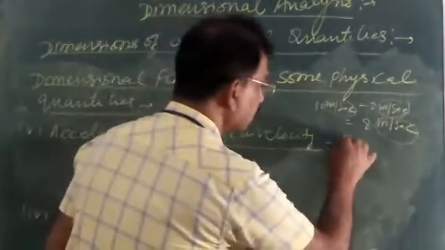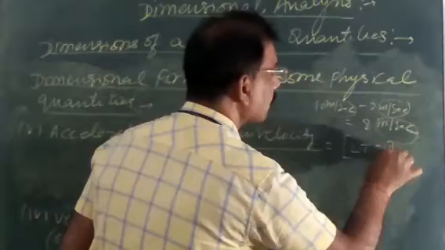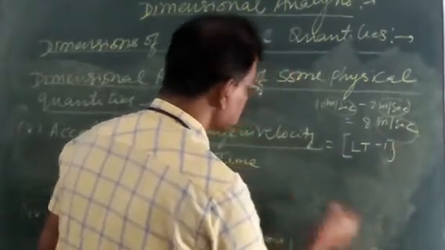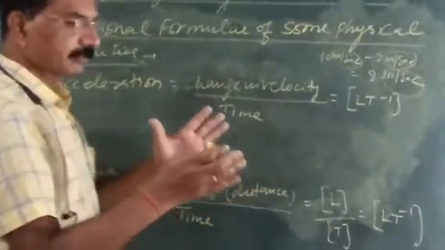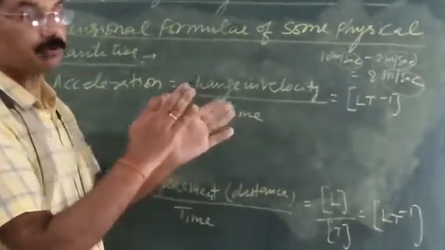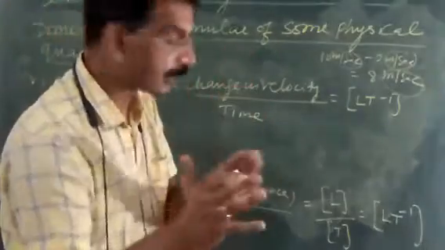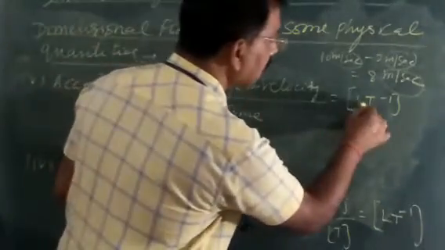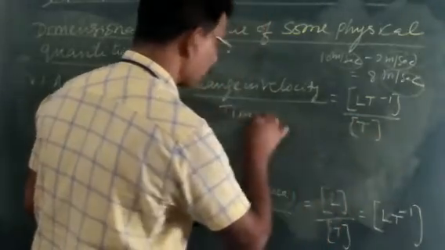So here we can write change in velocity, its dimension L T to the power minus 1, which I have already written here. Either you say change in velocity or velocity, क्योंकि जब change in velocity लेंगे तो उसकी यूनिट नहीं चेंज होगी, और जब यूनिट नहीं चेंज होगी तो उसका डायमेंशन भी चेंज नहीं होगा. So change in velocity L T to the power minus 1 upon T, on time.